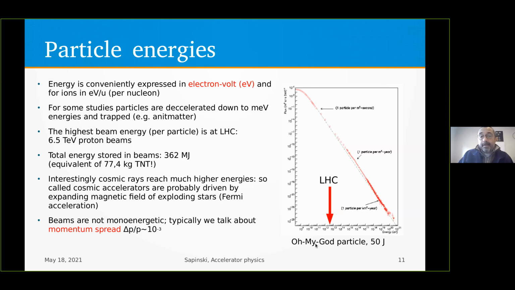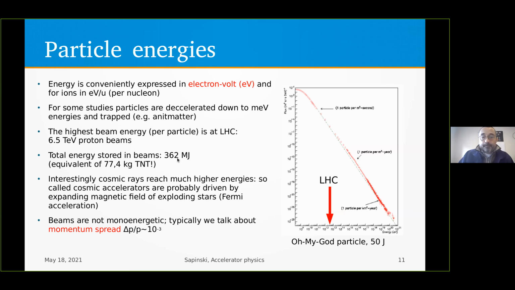All right, so this is the energy of a single particle, but then there is the total energy stored in the beam, and Maurizio was talking about it also yesterday. He mentioned the number 362 megajoules. This is the energy stored in the LHC beam, and this is equivalent to 77 kilograms of TNT, or the kinetic energy of a very fast train in France.